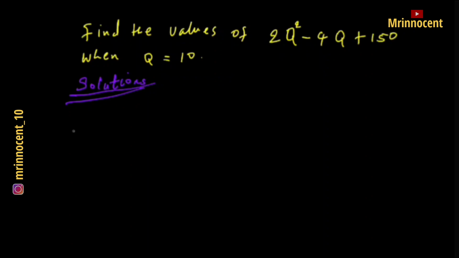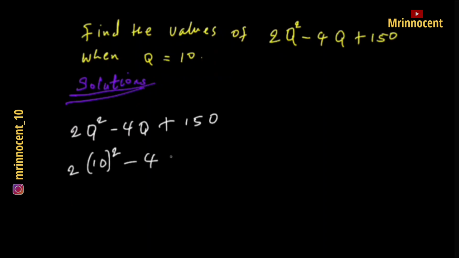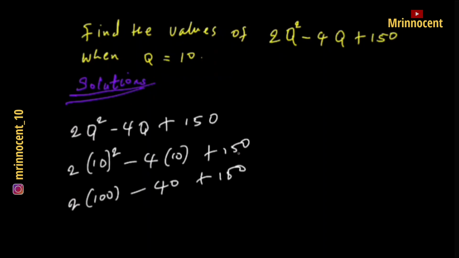So you have 2q² - 4q + 150. So you have 2 times 10² - 4 times 10 + 150. So 10² is 100, minus 4 times 10 is 40, plus 150.